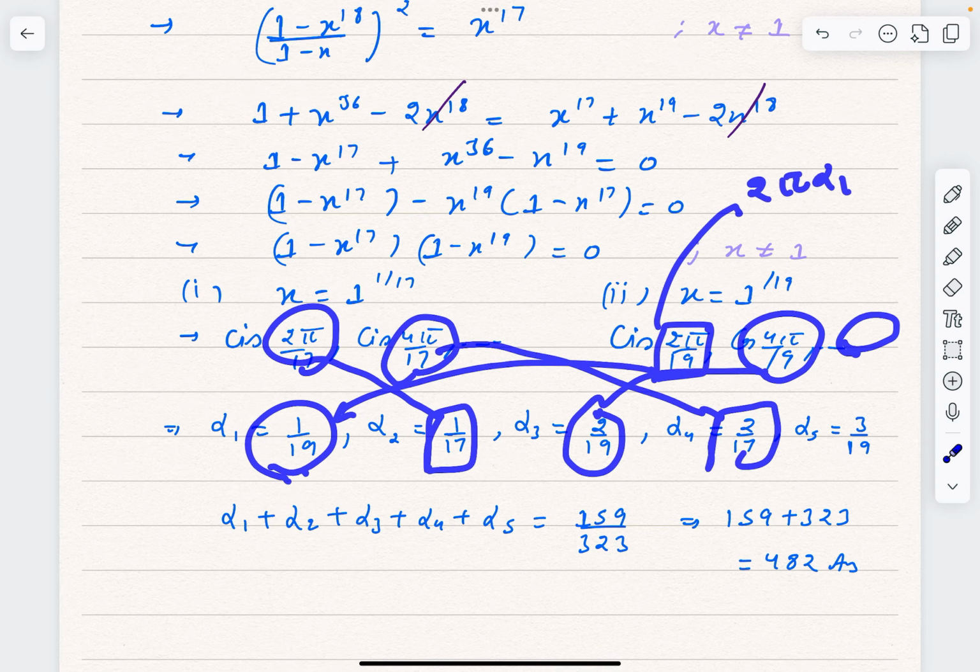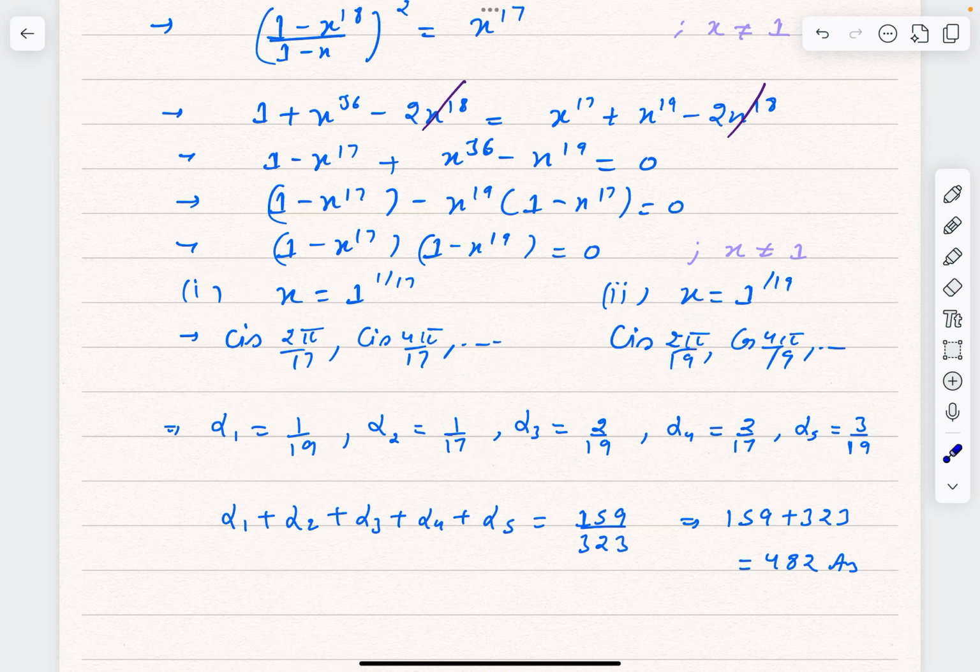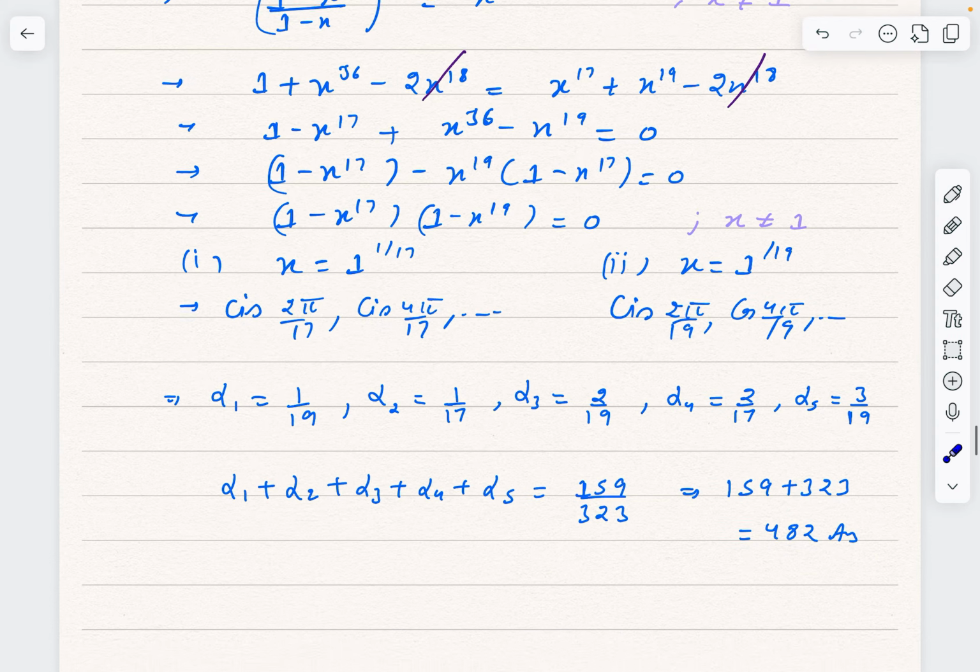The next will be fifth, and you get 3 by 19. So when you add them, you get 159 by 323, so m plus n will be 482. I hope it is clear, guys. Next.